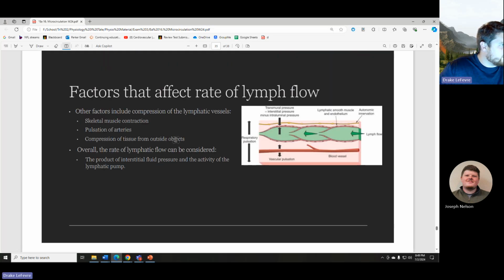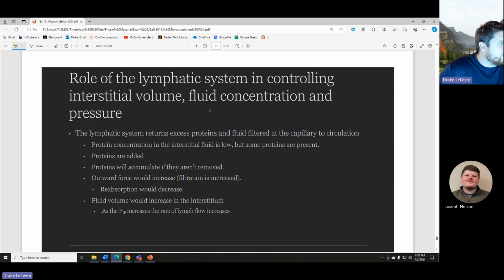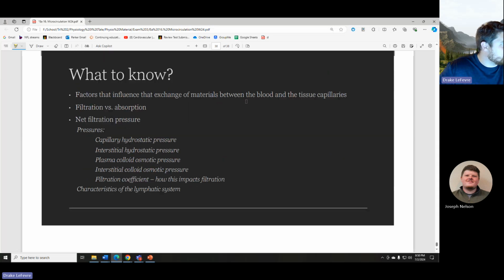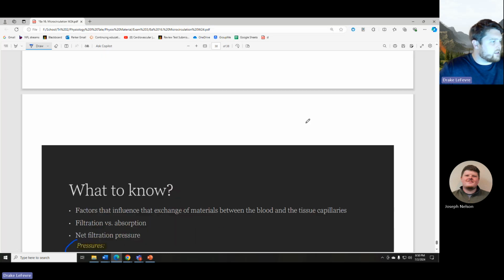This is just kind of reading general stuff. Lymph flow: the skeletal contraction, the pulsation of arteries, any movement helps lymph flow move better and helps control the total amount of volume. A lot of this is just, hey, read through this. Yeah, know the pressures and how those changes impact filtration or impact the lymphatic system.